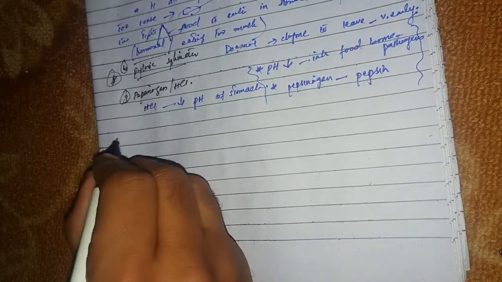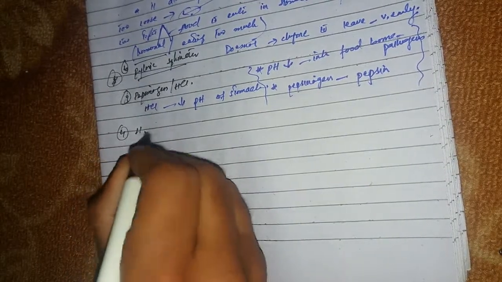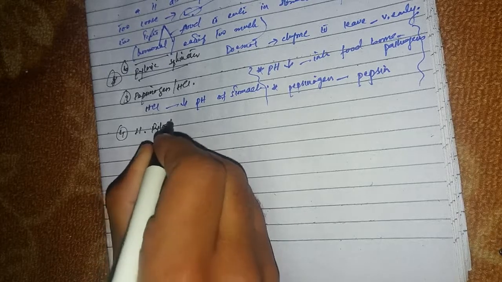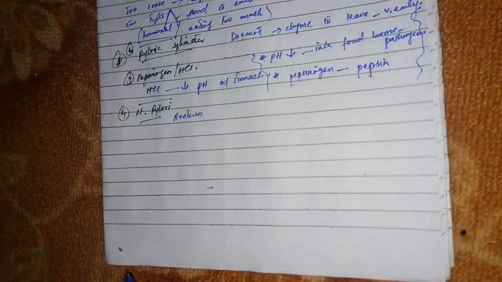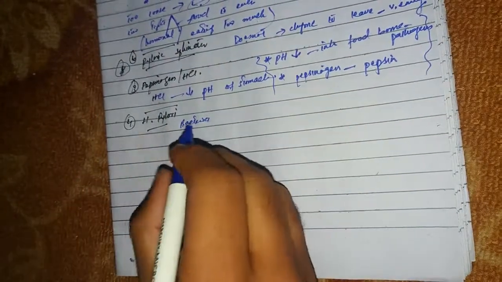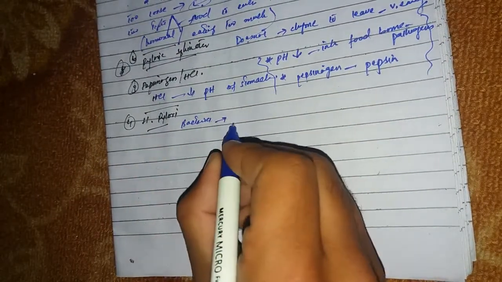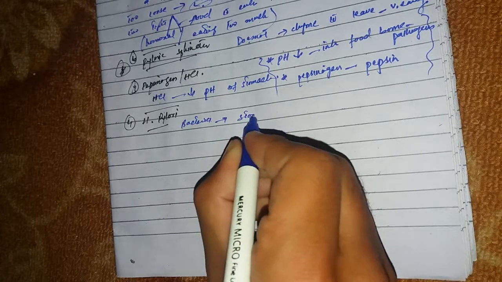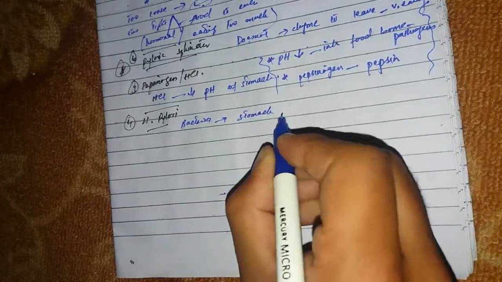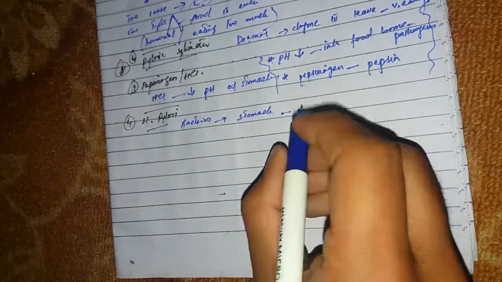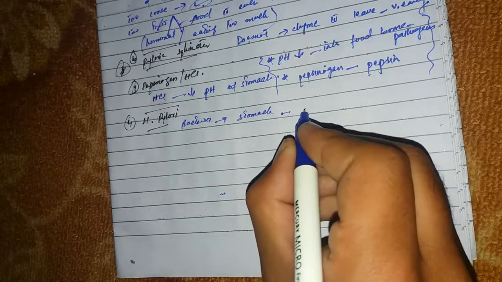Now we are moving towards another point, that is, what is H. pylori? H. pylori is a special type of bacteria that lives in the stomach's acidic environment, and they also cause ulcers.